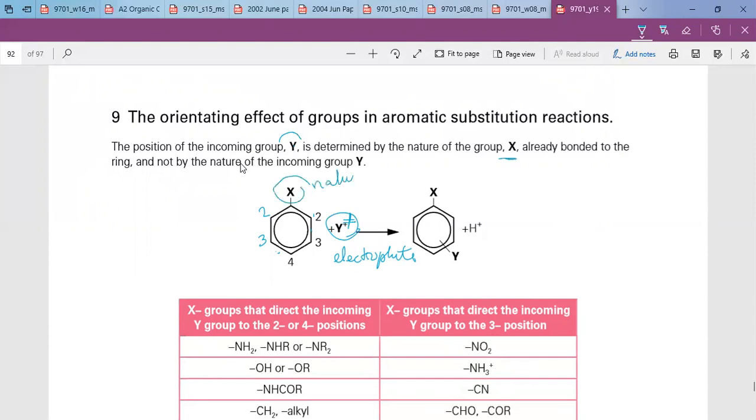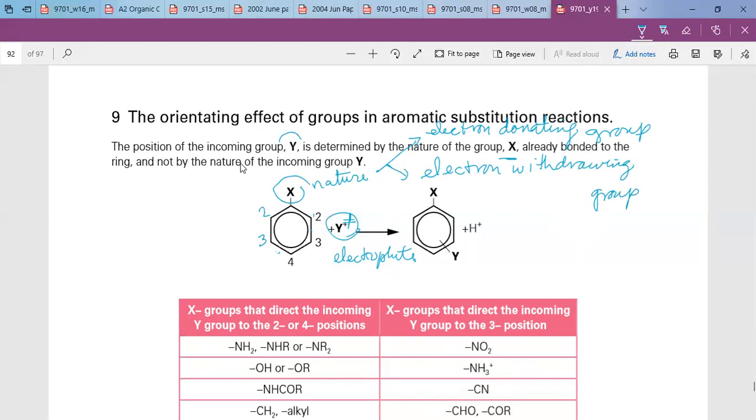What is the nature? Well, there are 2 natures only. One is electron donating group. The other one is electron withdrawing, like high electronegativity. This one is donating, this one is accepting, or withdrawing, like the word. Withdrawing group. So I will show you afterwards.